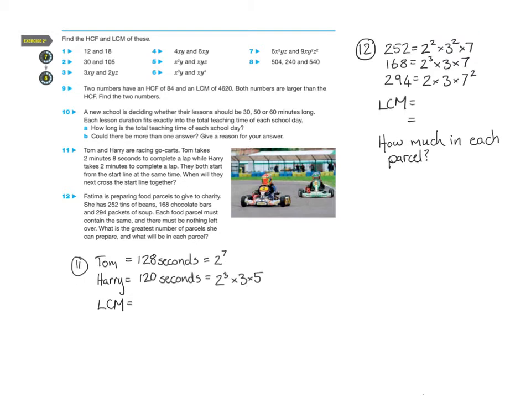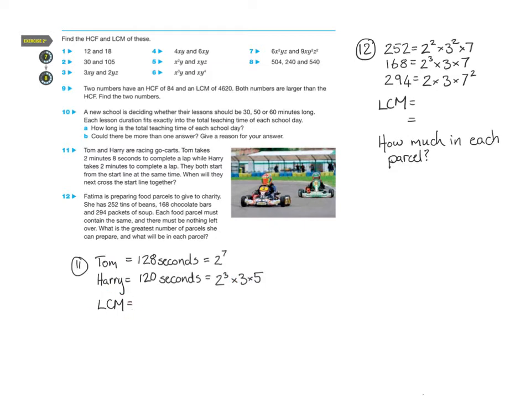And we've got the last two questions of this exercise. We've got Tom and Harry, who are racing go-karts. Tom finishes 1 lap in 128 seconds, which can be written as 2 to the power of 7, whereas Harry is 120, which can be written over there.